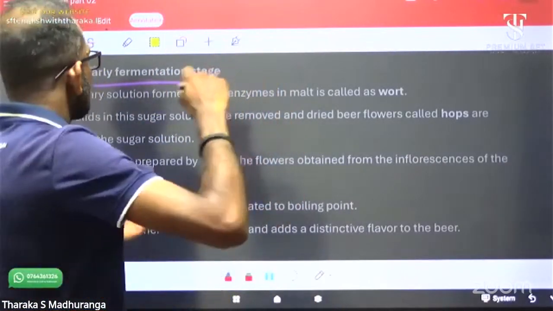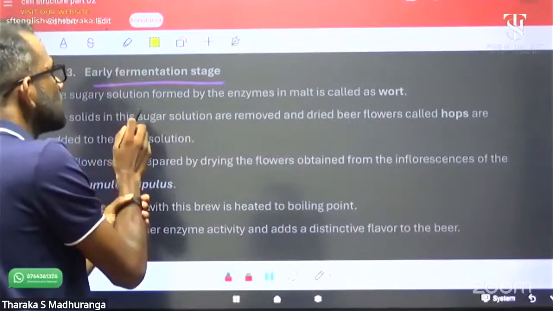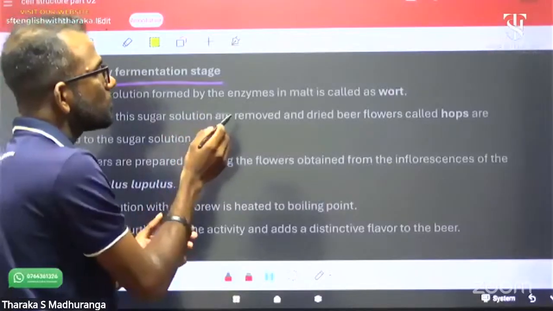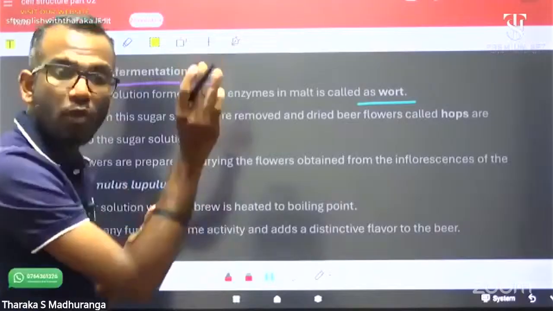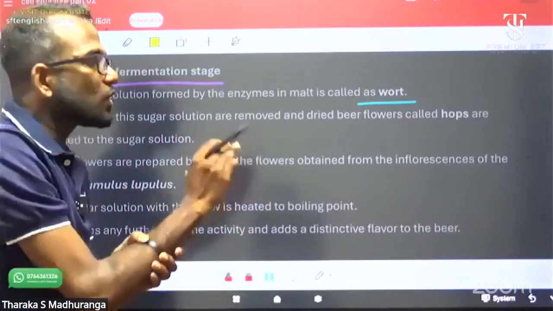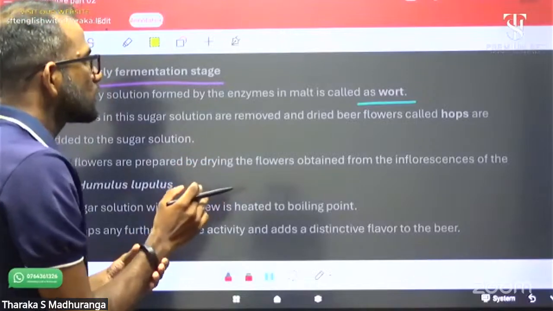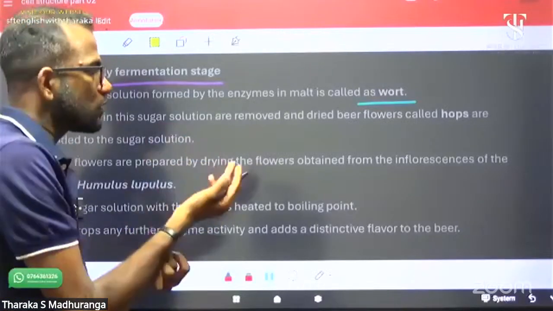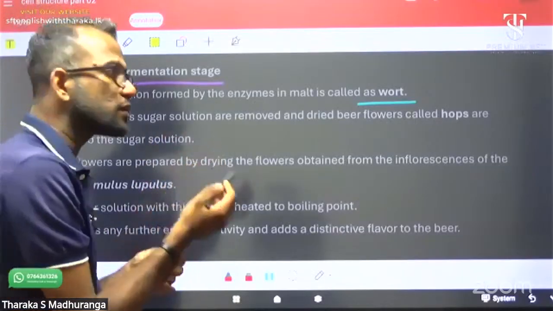the sugary solution formed by the enzyme in malt is called wort. Initially this powder is malt, now it is called wort. Wort has different names. Now in the early fermentation stage, it is wort. Wort is the name.